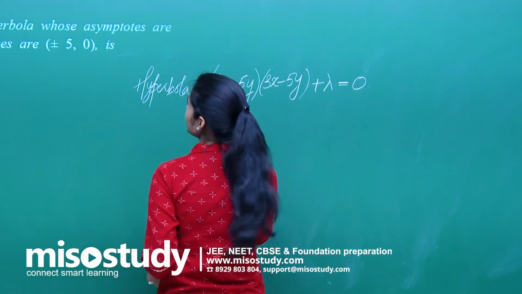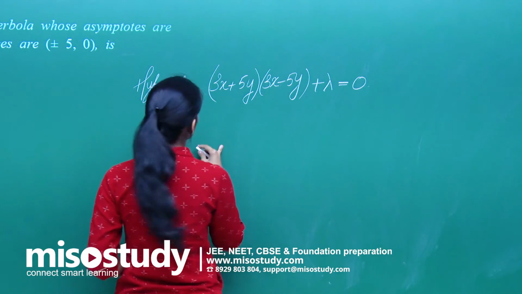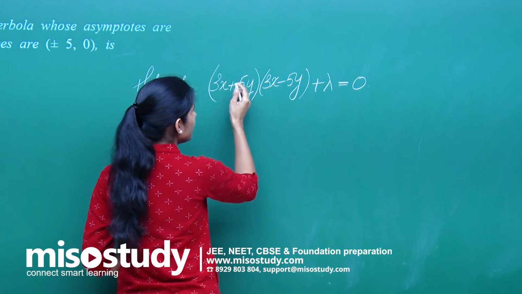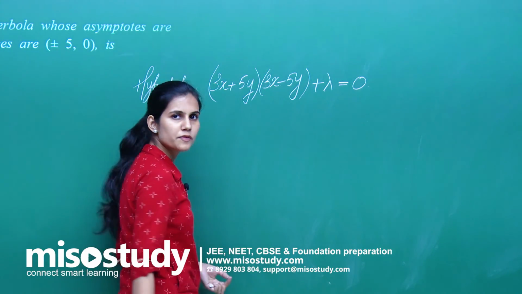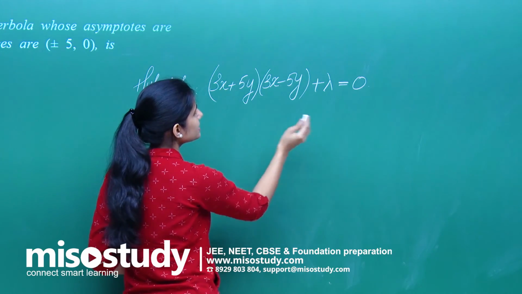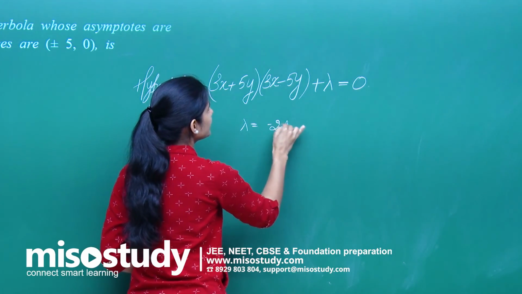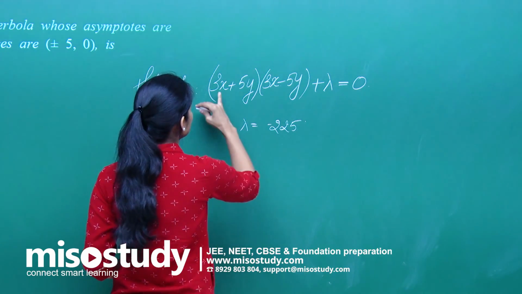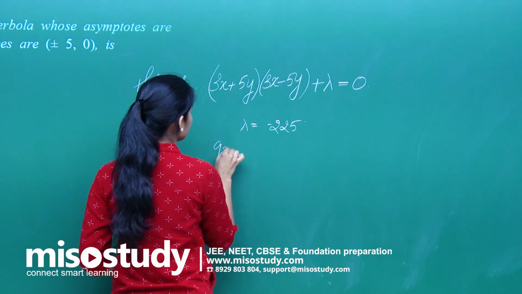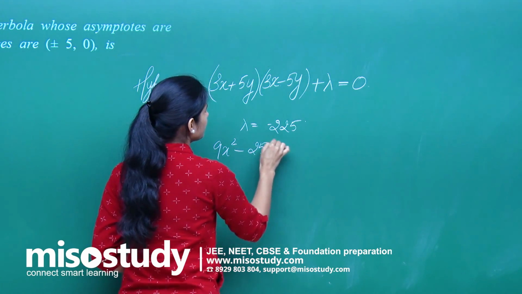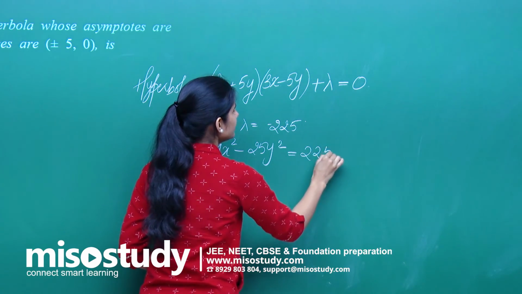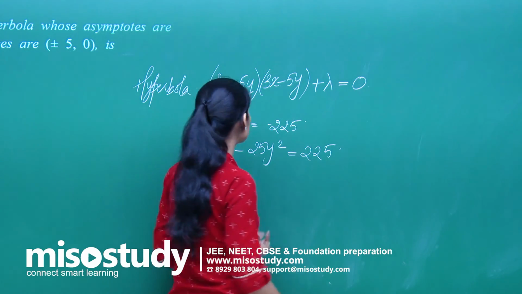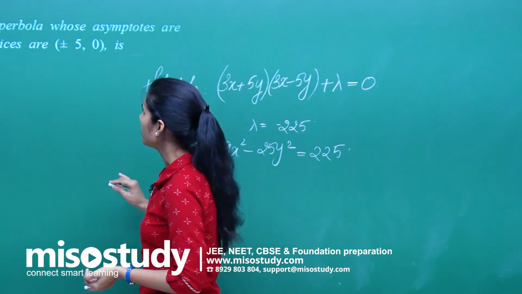Now understand, it is given that it passes through 5, 0 and minus 5, 0. If this passes through 5, 0, you get 5 into 3, 15, plus 0, into 15 minus 0. So 15 into 15 gives you 225, 225 plus lambda is 0, lambda comes out to be minus 225. When you plug in the value of lambda, what you get is a plus b, a minus b, which is a square minus b square equals 225. Clear? So 9x square minus 25y square equals 225 is the equation of my hyperbola.